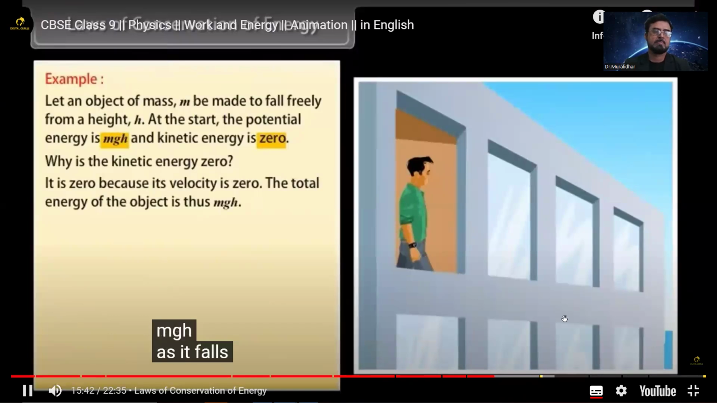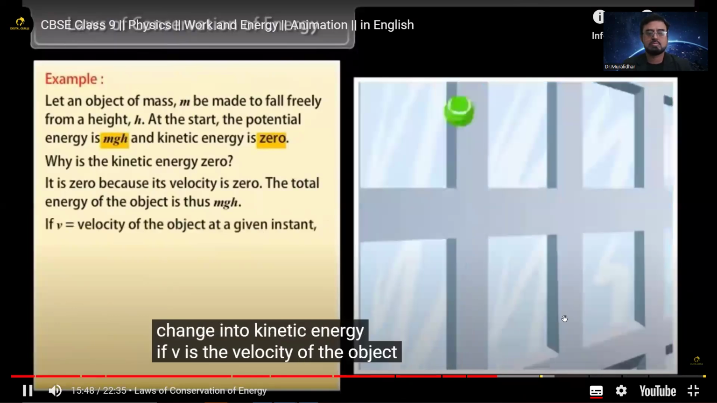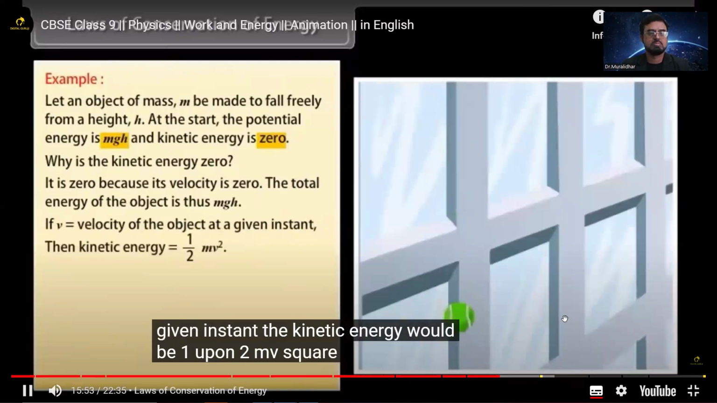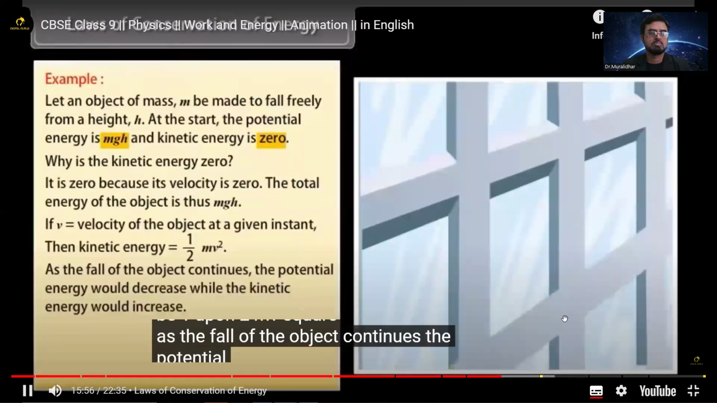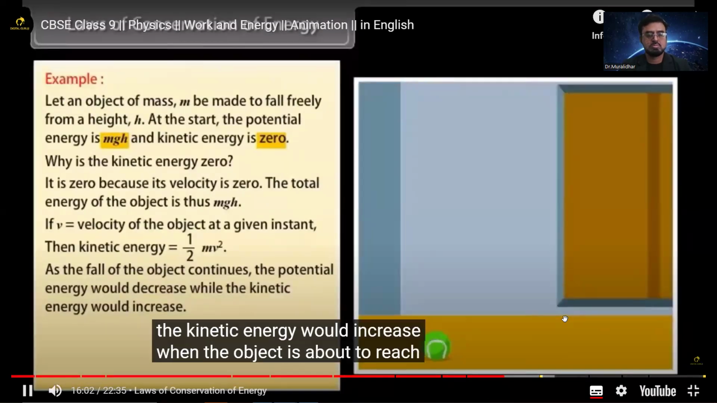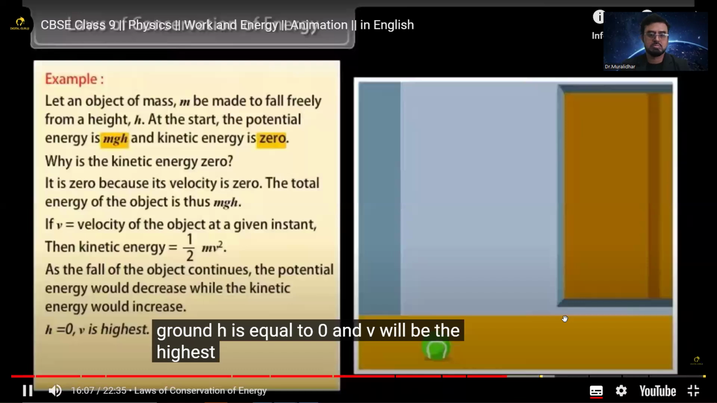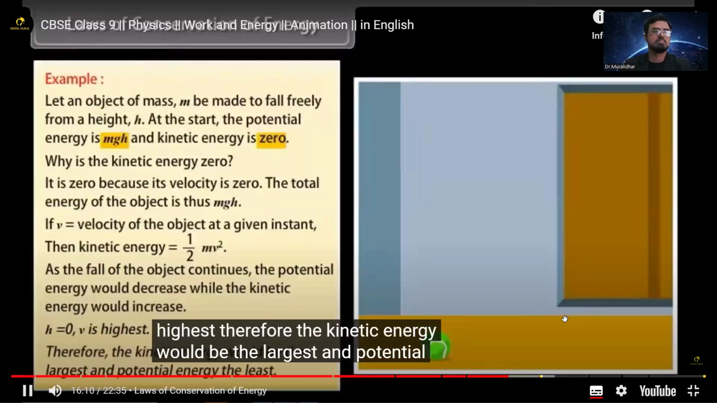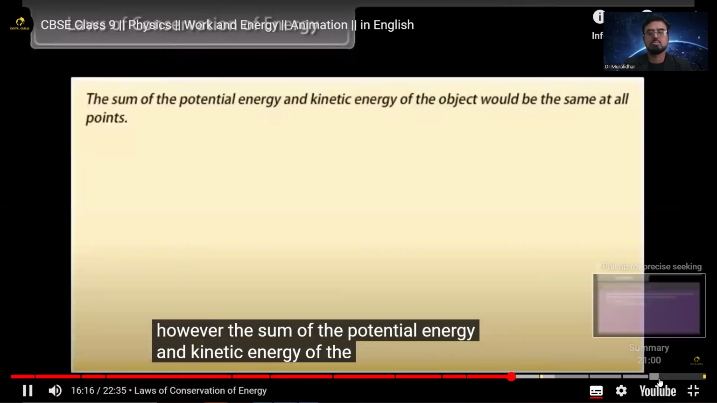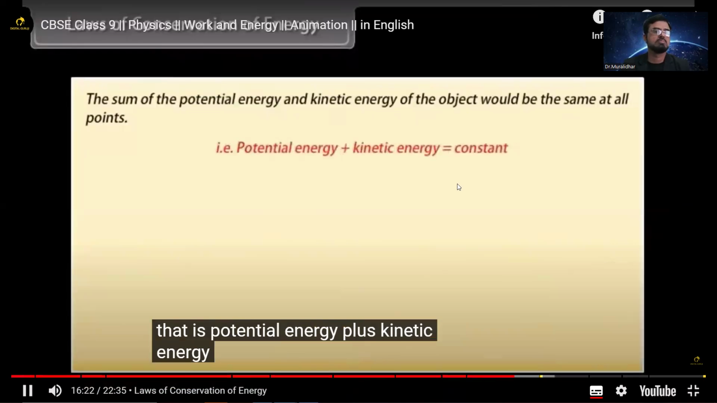As it falls, its potential energy will change into kinetic energy. If v is the velocity of the object at a given instant, the kinetic energy would be 1/2 mv². As the fall of the object continues, the potential energy would decrease while the kinetic energy would increase. When the object is about to reach the ground, h is equal to 0 and v will be the highest. Therefore, the kinetic energy would be the largest and potential energy the least. However, the sum of the potential energy and kinetic energy of the object would be the same at all points. That is, potential energy plus kinetic energy is equal to constant.